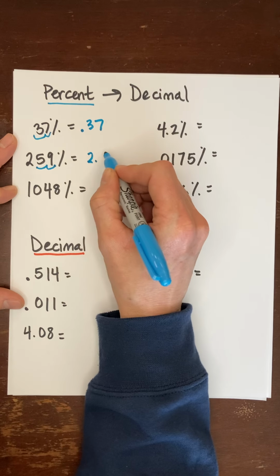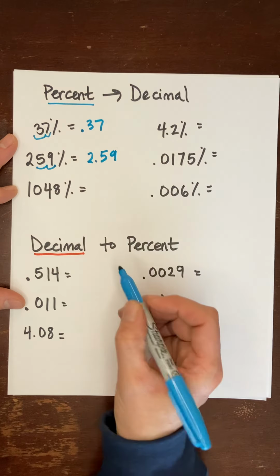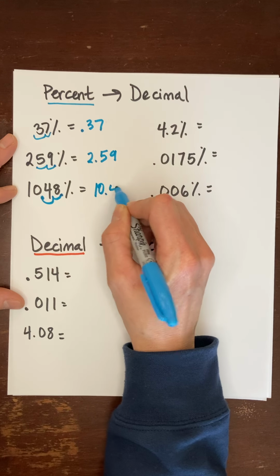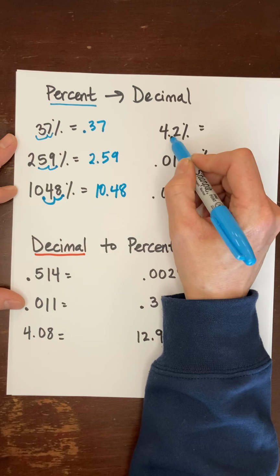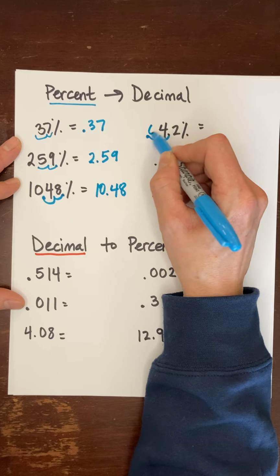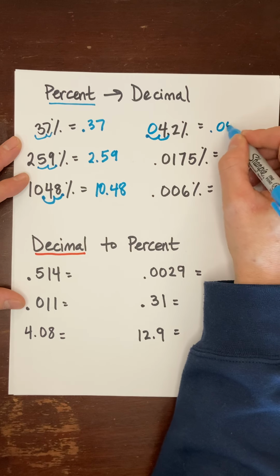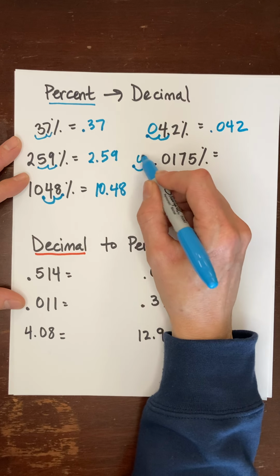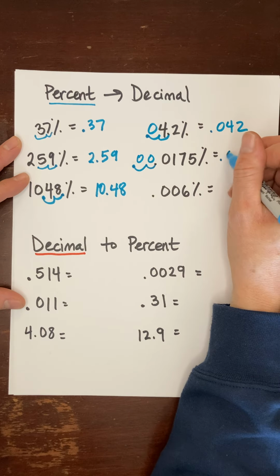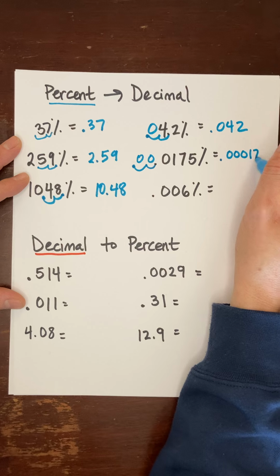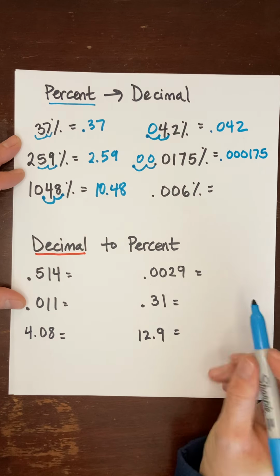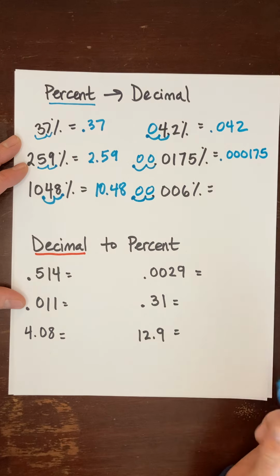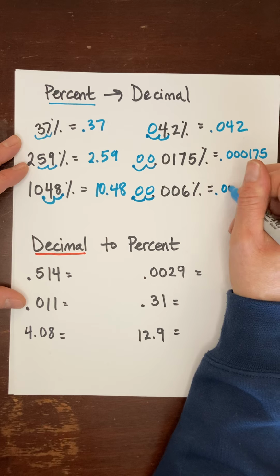Spawn a decimal, 1, 2. My answer is 2.59. Spawn a decimal, 1, 2. My answer is 10.48. We have a decimal, 1, 2, 0.042. There's already a decimal, 1, 2, 0, 0, 0.000175. 1, 2, replace those gaps with zeros, 0.0006.